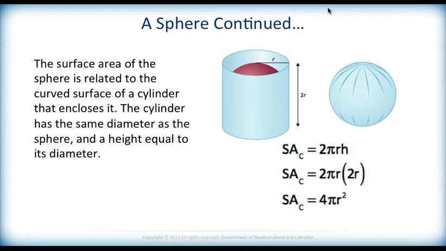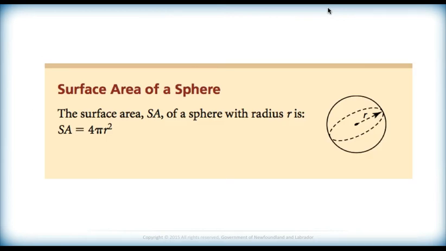Again, the surface area of a sphere is exactly 4 times the area of a circle with the same radius. A circle will have an area of pi r squared. Looking at the cylinder and the sphere, we can see how the formula for the sphere is also developed through the relationship of a sphere and a cylinder. The surface area, therefore, of a sphere is equal to 4 pi r squared.